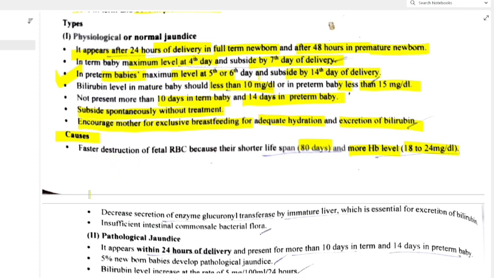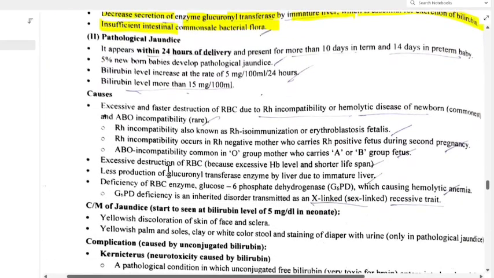and decreased secretion of enzyme, that is glucuronide transferase, by immature liver. Okay, because the baby's liver is immature, this enzyme is also secreted less, that is glucuronide transferase, which is essential for excretion of bilirubin. Now next point, that is insufficient intestinal commensal bacterial flora. So basically these three are the main causes. Hope you have understood. So let's come to pathological jaundice.